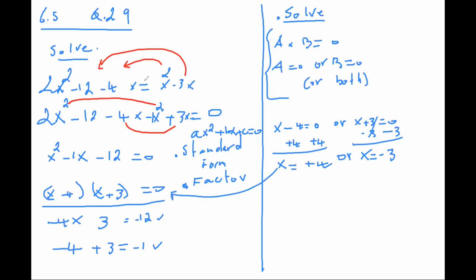Or you may plug here in the beginning of the equation. So if you plug, for example, 4 here, it will be 0 times anything, which will be 0. Or if you plug in the negative 3, this will be 0 times anything, which will be 0. So that checks easily.